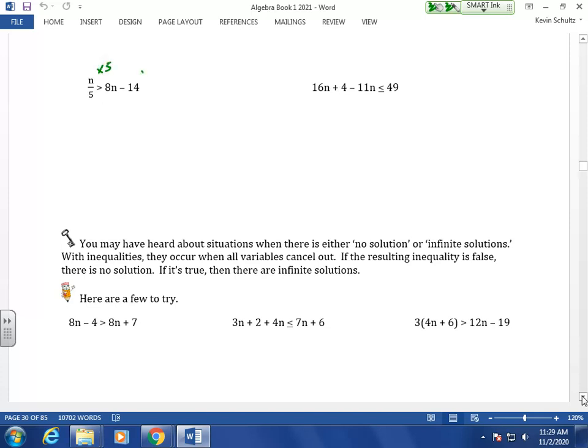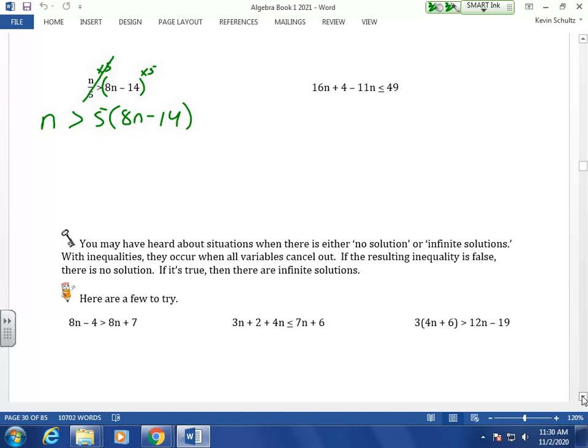And on the right side, what's being multiplied by 5? The 14, yes. Elise? And the 8n, the whole thing. When you multiply an entire side of an equation by something, you need to make sure that you're using parentheses. Which means we can set this up. The 5's cancel out there. But we have n is greater than 5 times 8n minus 14. We actually end up needing to distribute here to multiply the entire side of the equation by 5.